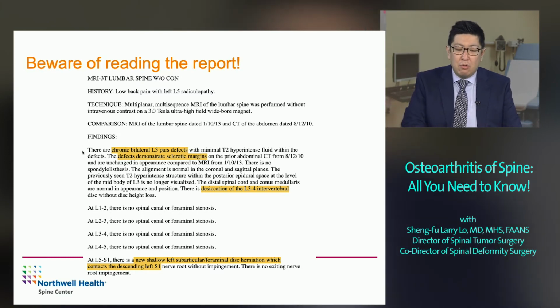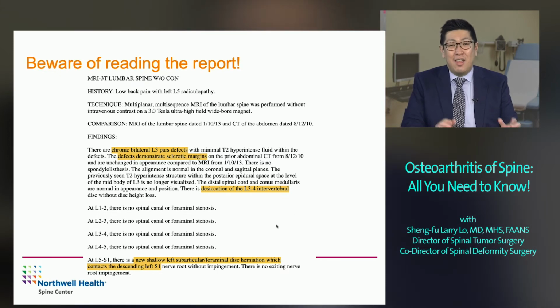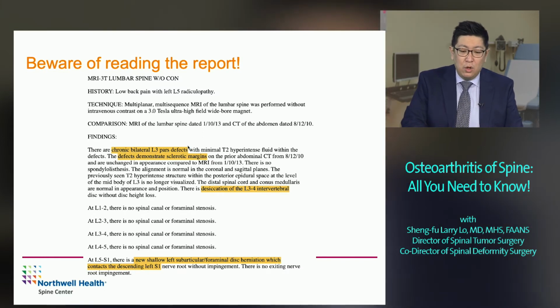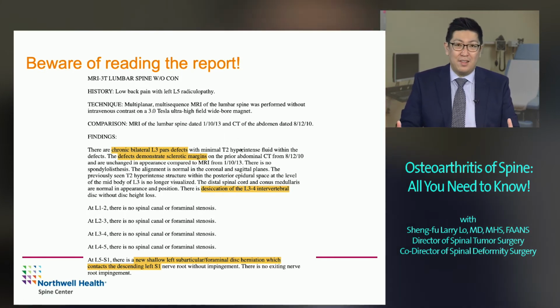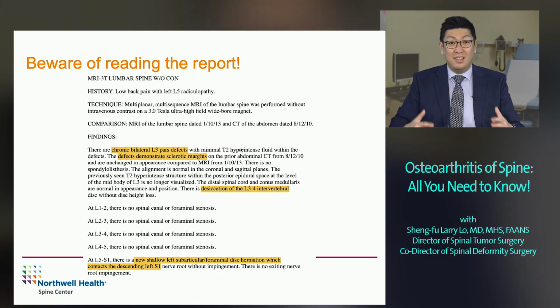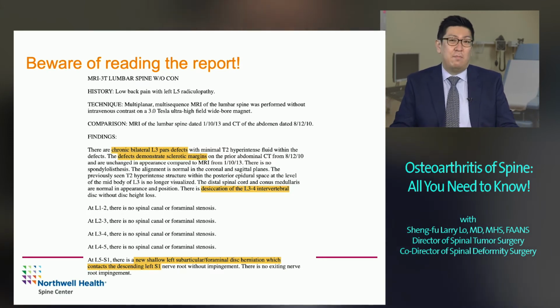So if you look at this report, this was a lady that I just saw a few weeks back, I highlighted the areas that could be cause of concern for your non-medical person as they're reading through the report. So if you look at this, there's chronic bilateral L3 pars defects. That sounds very concerning, right? Defect, you have a defect in your lumbar spine.